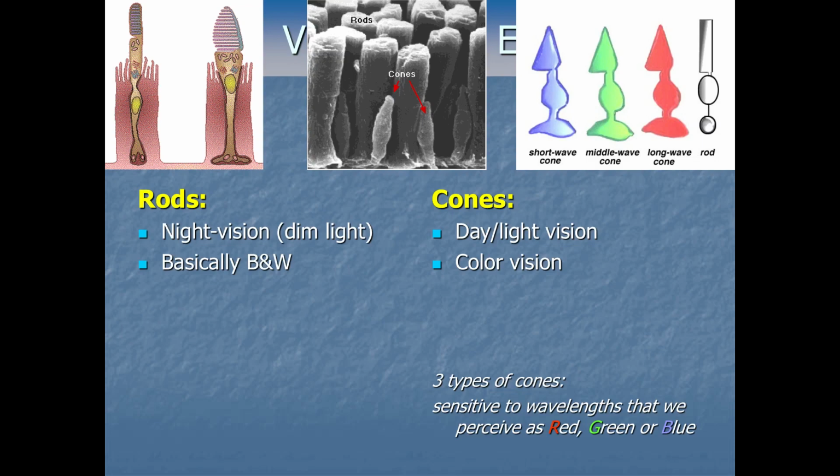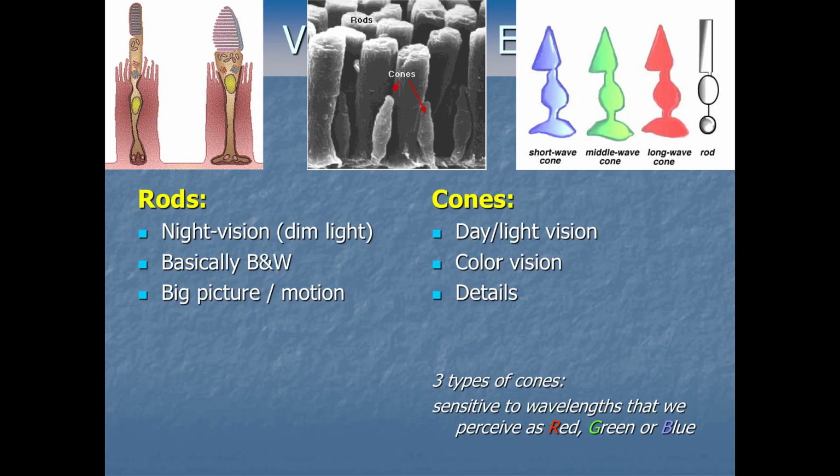Now, there are other differences between rods and cones. Another difference is that cones are really essential for seeing detail, for having a lot of acuity and sharpness to our vision, like being able to see the difference between the shapes of one letter or another letter when your eyes are focusing on a word while you read. That requires cones.